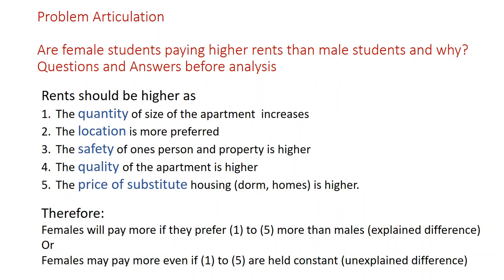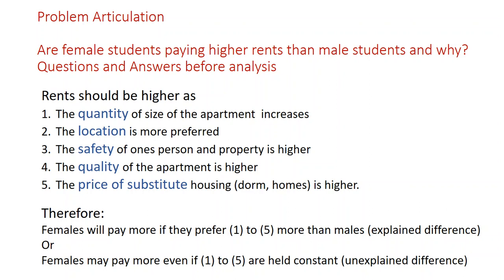And females will pay more if they prefer 1 to 5 more than males. That's what we call an explained difference. We have 5 things here, and if we measure them, we would expect females perhaps to prefer those more than males and therefore pay higher rents. And that by itself would not be any kind of discriminatory or whatever, that females are being charged more.